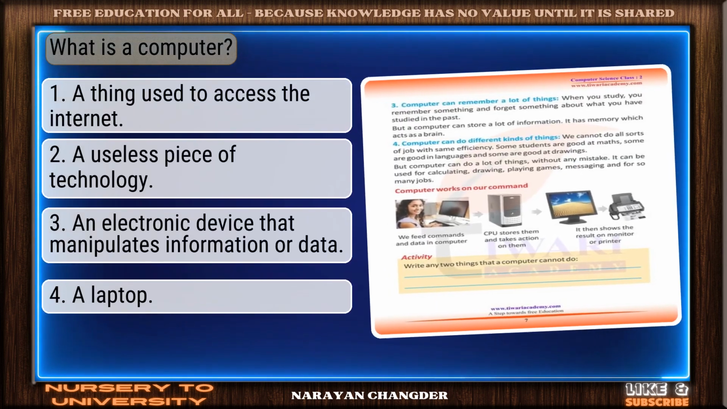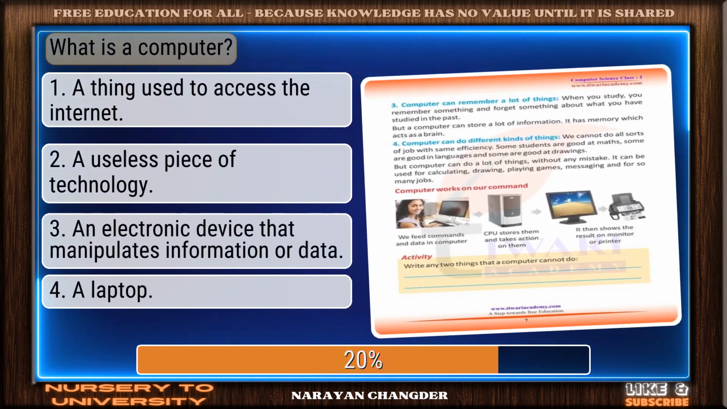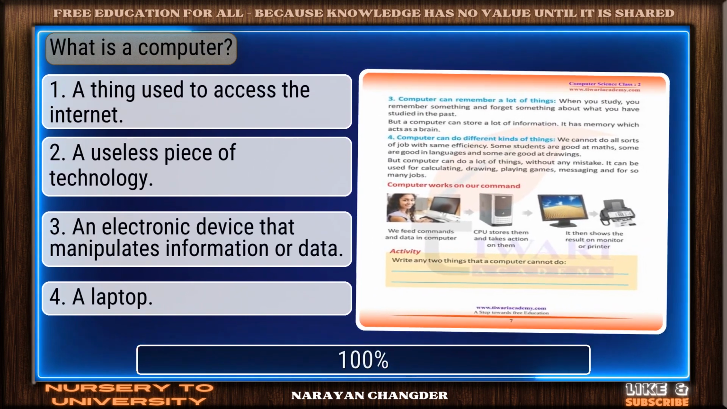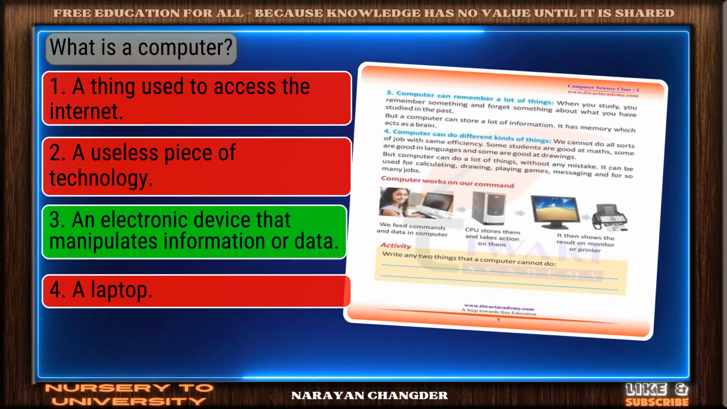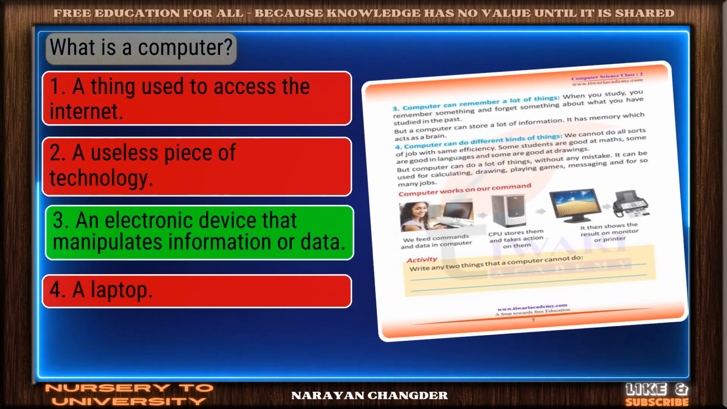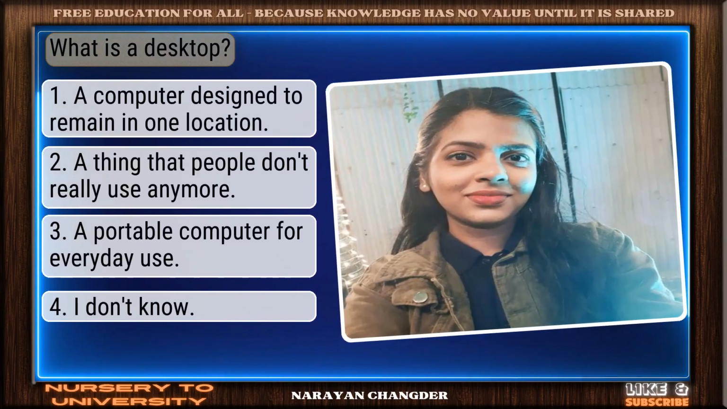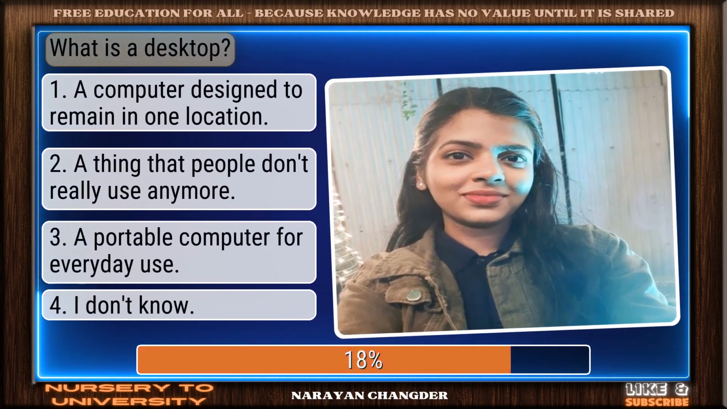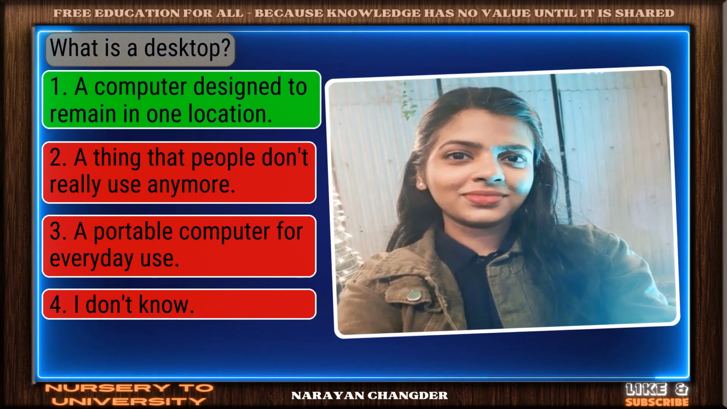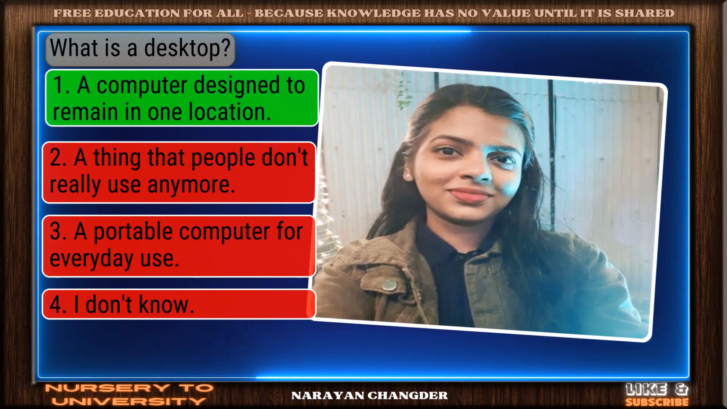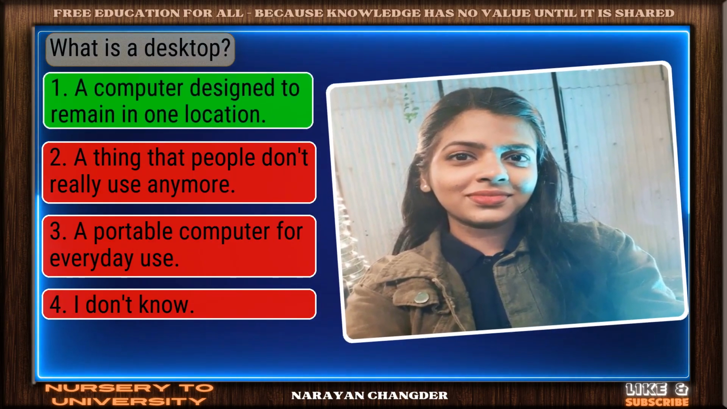Question number 56. What is a computer? Nicely done. An electronic device that manipulates information or data is a solid answer. Question number 57. What is a desktop? Valid point. A computer designed to remain in one location is true.